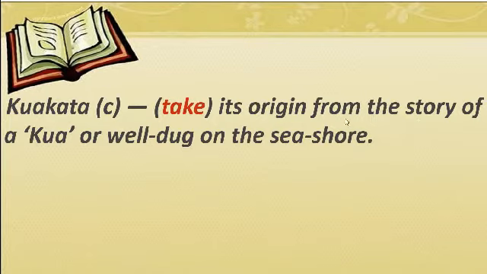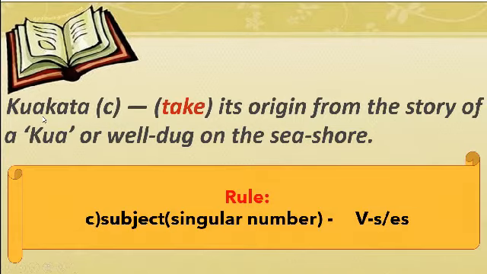Kuakata (take) its origin from the story of a kua or well dug on the seashore. Dear students, within bracket you can find the verb take, which is a main verb for this sentence, and it will be changed according to subject Kuakata. And as the sentence is in present indefinite form and the subject Kuakata is third person singular number, dear students, in this case s or es will be added with the base verb take. So you can write the answer takes. Kuakata takes its origin from the story of a kua or well dug on the seashore.